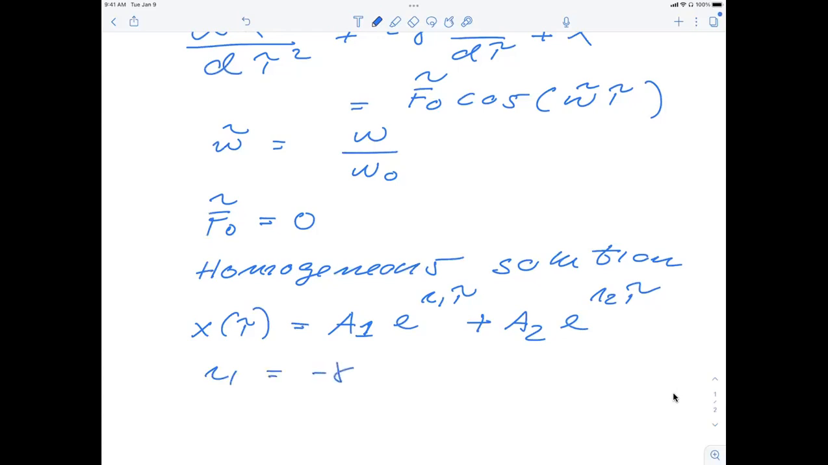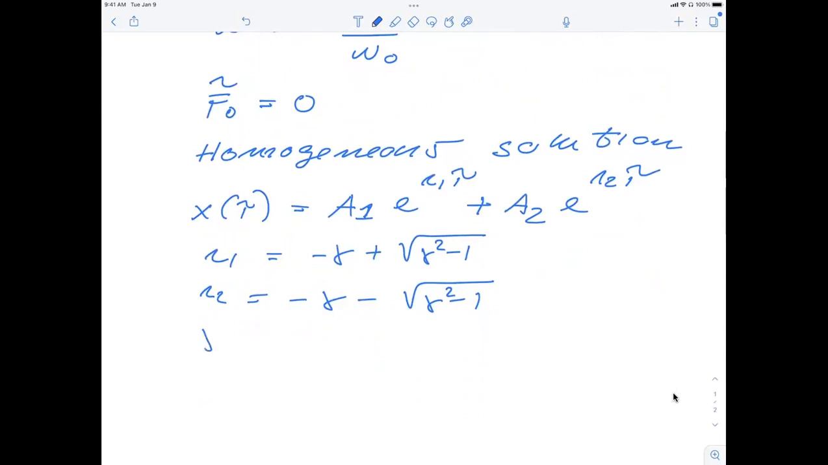So R1 was given by minus gamma plus the square root of gamma squared minus 1, whereas R2, as we found on Monday, was given by minus gamma minus the square root of gamma squared minus 1. Depending on the value of gamma, we could get an imaginary component, or it could just be real. Then we had 3 cases, which we looked at on Monday. The case with gamma less than 1 gave us a so-called underdamped solution with oscillations. And then we had gamma equal to 1.